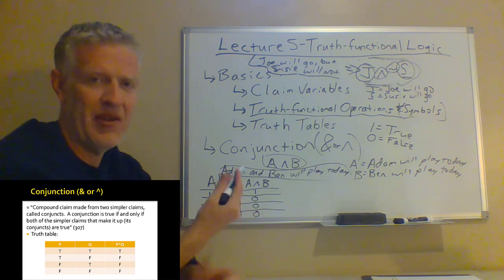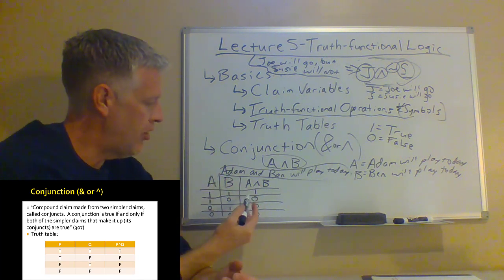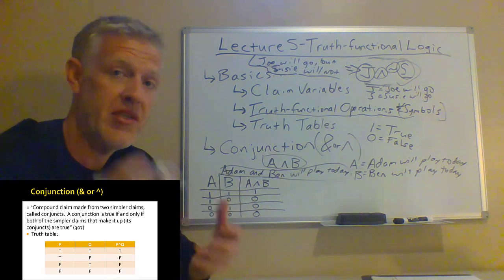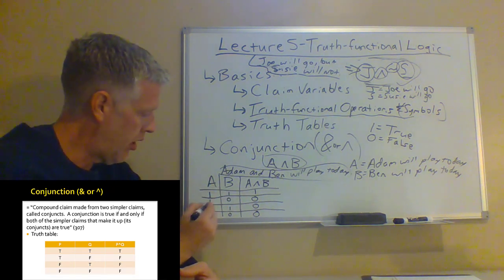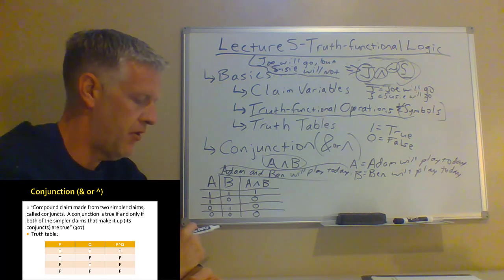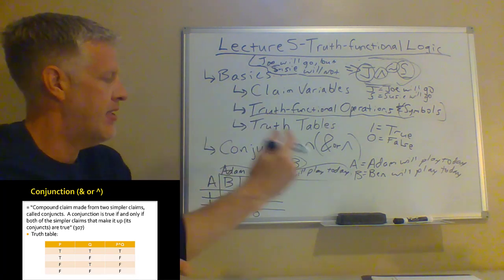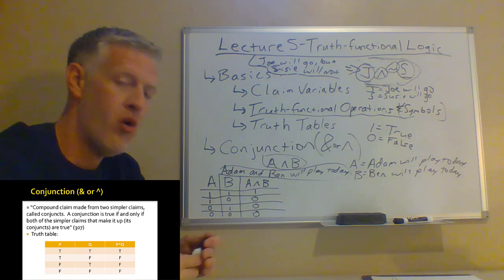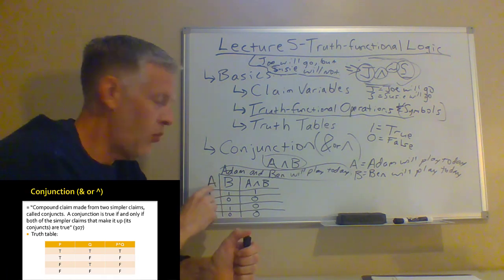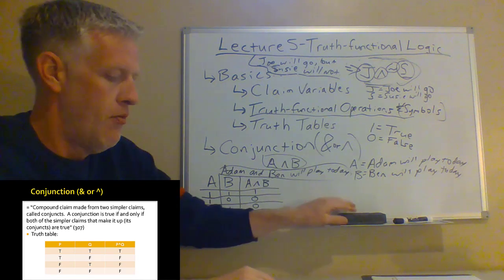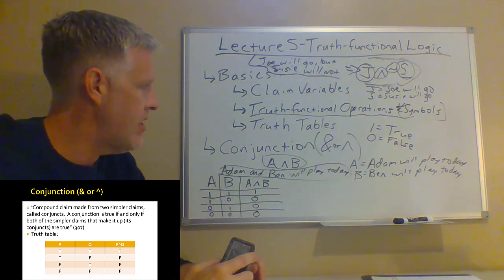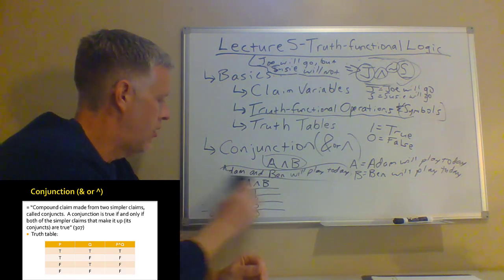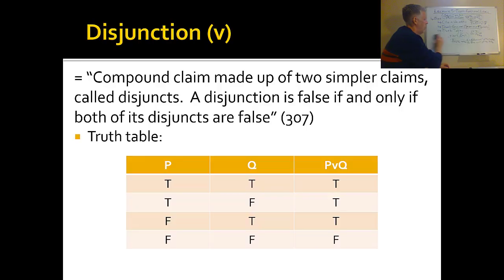So it takes a lot, you might think in the back of your mind, to make a conjunction true. Both those conjuncts have to be true. Otherwise, it's going to be false. And that makes sense, right? They're committing to two different things. It's going to take more to make that true than just committing to one thing. Moving on to slide five, we'll go ahead and tackle disjunction.